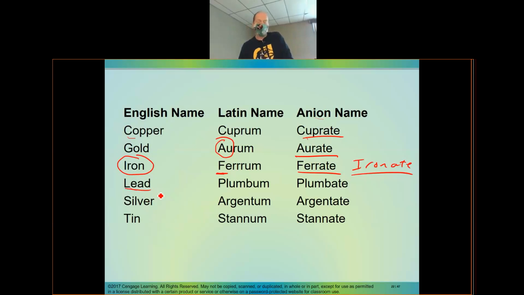So lead, we didn't do the +2 and the +4 for that, but that is plumbous and plumbic. That is Pb on the periodic table, from the Latin word plumbum. So that's plumbate. And then silver is Ag, argentum, so as a negative ion it would be argentate. But again, silver-ate I will accept. Tin is Sn because it's from stannum, and that's stannate. Again, if you're naming it and you don't know it, tin is stannum and it's stannate. Fine, I will take tin-ate as the answer.